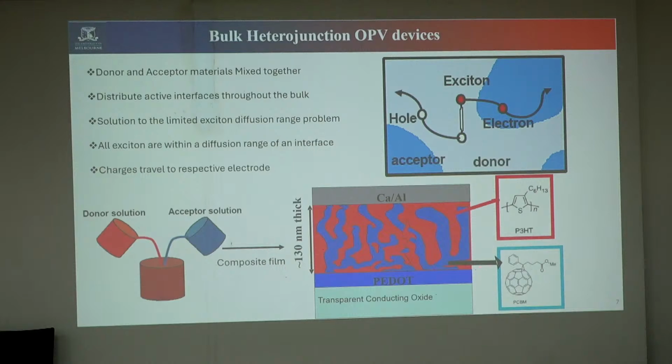There might be recombination, because when you travel, the holes can encounter the acceptor. If it is encountered there, it will recombine and it will go as radiative loss. Okay, so this is the bulk heterojunction concept.